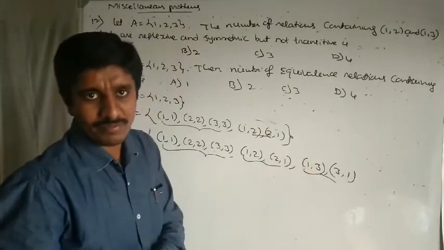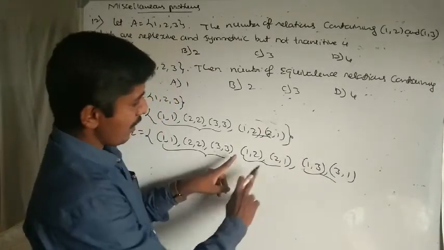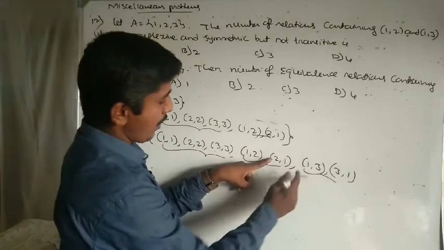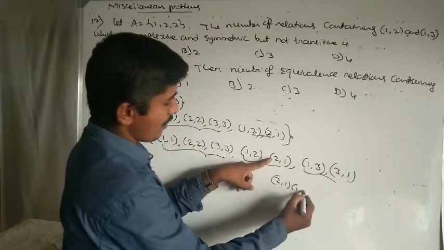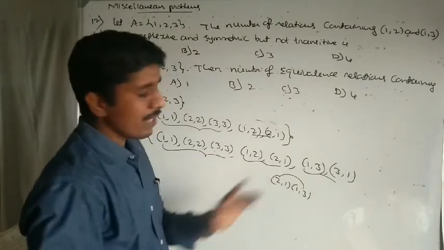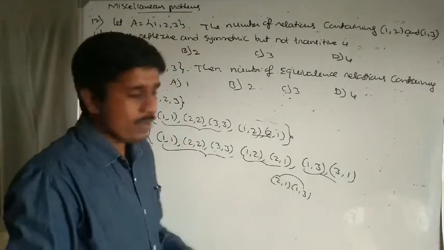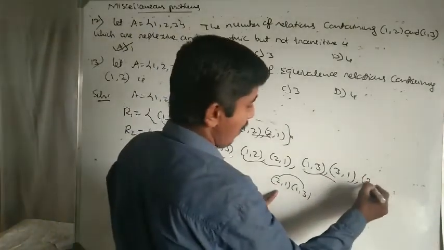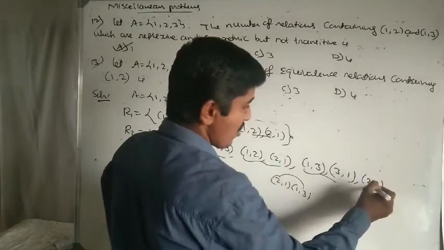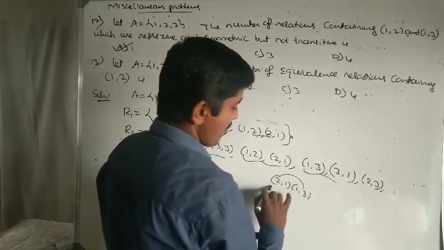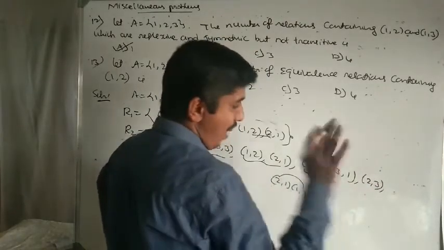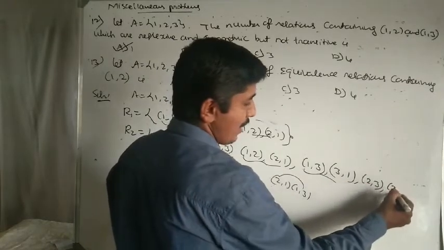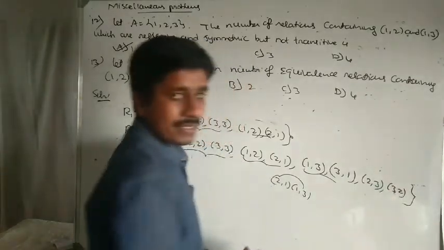Is it transitive? Suppose (2, 1) and (1, 3) are here. (2, 1), (1, 3) means (2, 3) does not belong to R. Therefore, for it to be transitive, you must include (2, 3). And again, for it to be symmetric, you must include (3, 2).